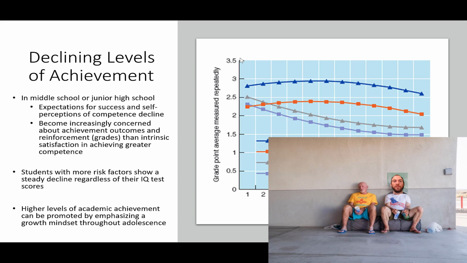Declining levels of achievement in adolescence, in middle school or junior high school, so like 6th to around 9th grade. Expectations for success and self-perceptions of competence decline. Students become increasingly concerned about achievement outcomes and reinforcement, grades, rather than intrinsic satisfaction in achieving greater competence. Students with more risk factors show a steady decline regardless of their IQ test scores. Higher levels of academic achievement can be promoted by emphasizing a growth mindset throughout adolescence.